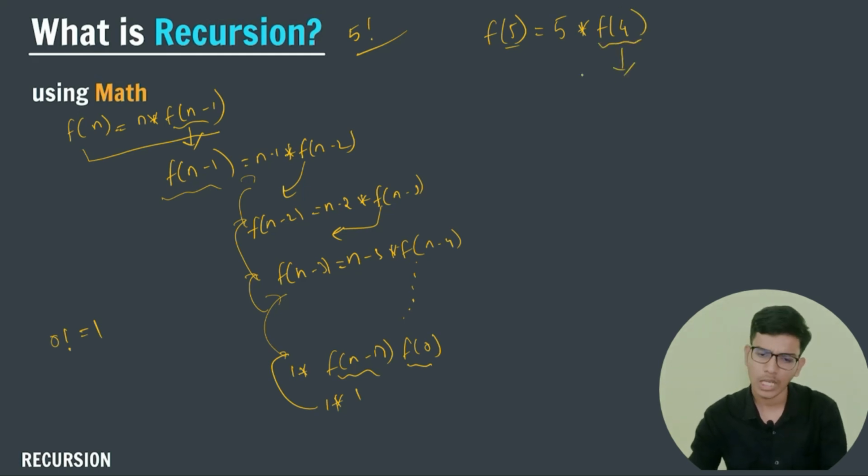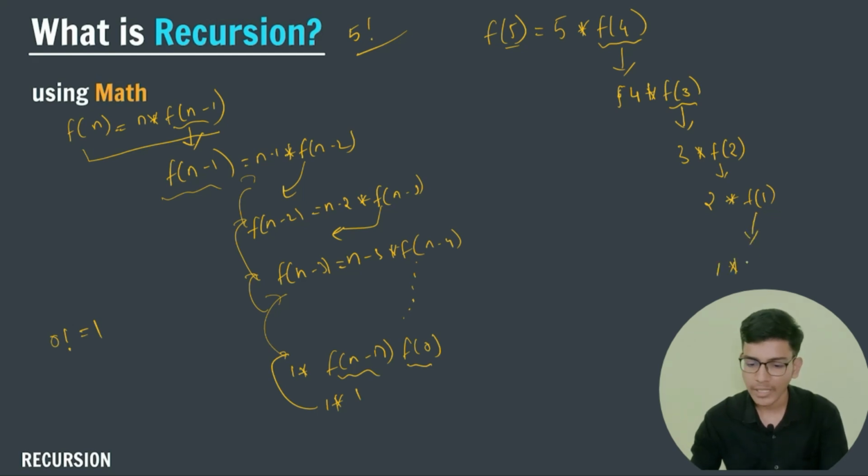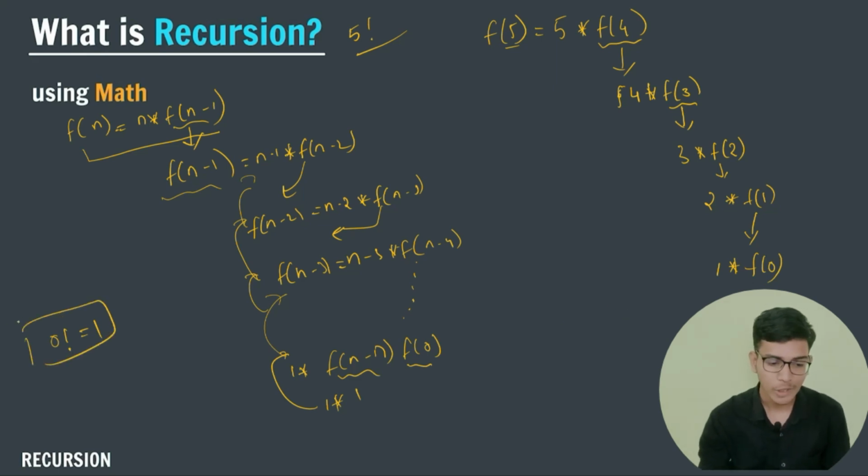I don't know the factorial of 4. So what I can do is write 4 into factorial of 3. But I don't know the factorial of 3, so I can write 3 into factorial of 2. But I don't know the factorial of 2 either. So can I write factorial of 2 as 2 into factorial of 1? But I don't know the factorial of 1, so can I write it as 1 into factorial of 0? And yes, I do know that factorial of 0 is equal to 1. So here I will multiply 1 into 1, and this will give me 1.